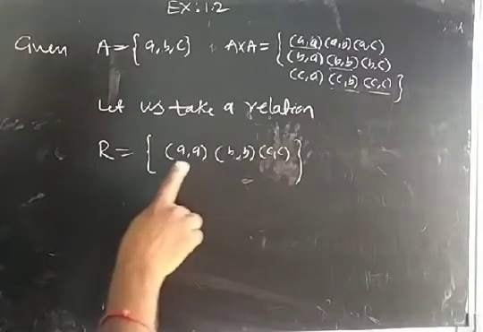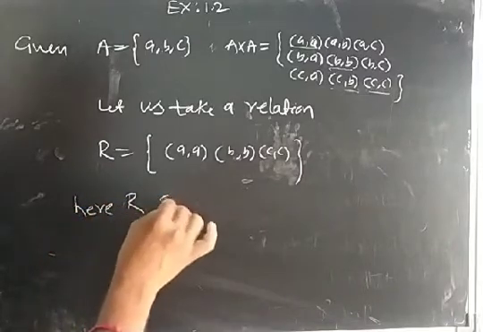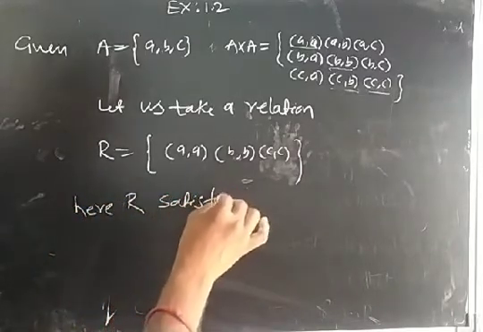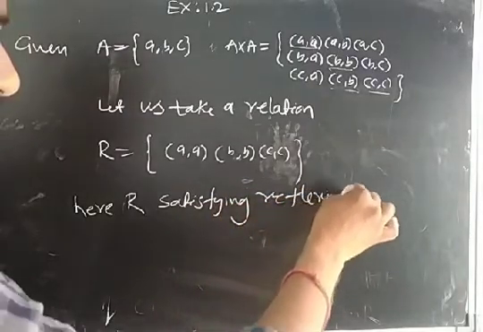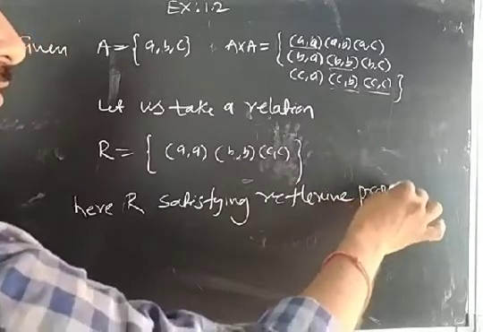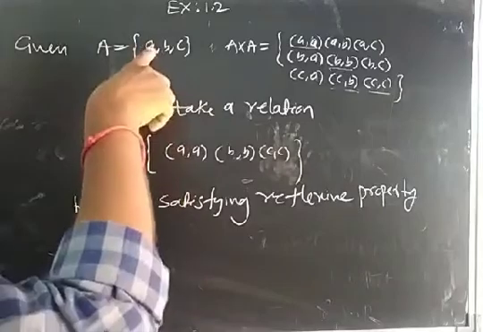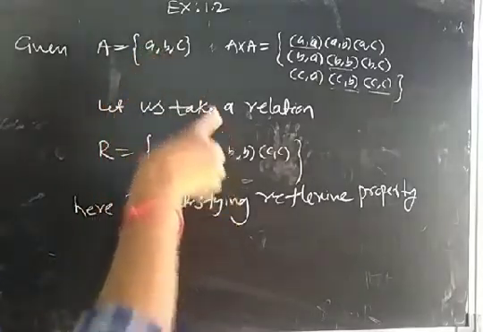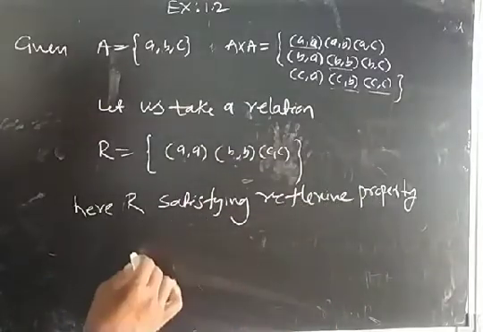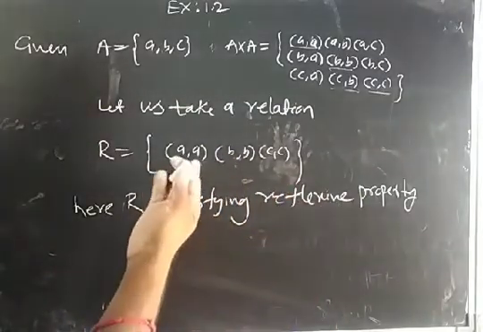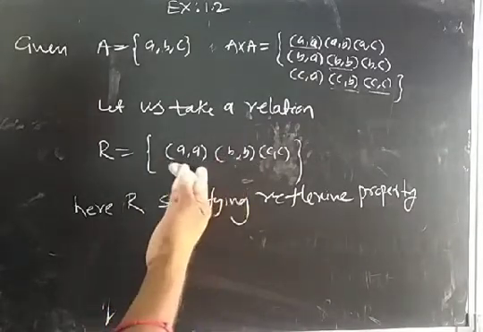See, this relation is satisfying the reflexive property. Why? Because for every element of A we have the ordered pair: (A, A) exists, (B, B) exists, (C, C) exists. So R is satisfying the reflexive property. And the symmetric property? Yes, satisfying. Why? Because such ordered pairs do not exist in R.